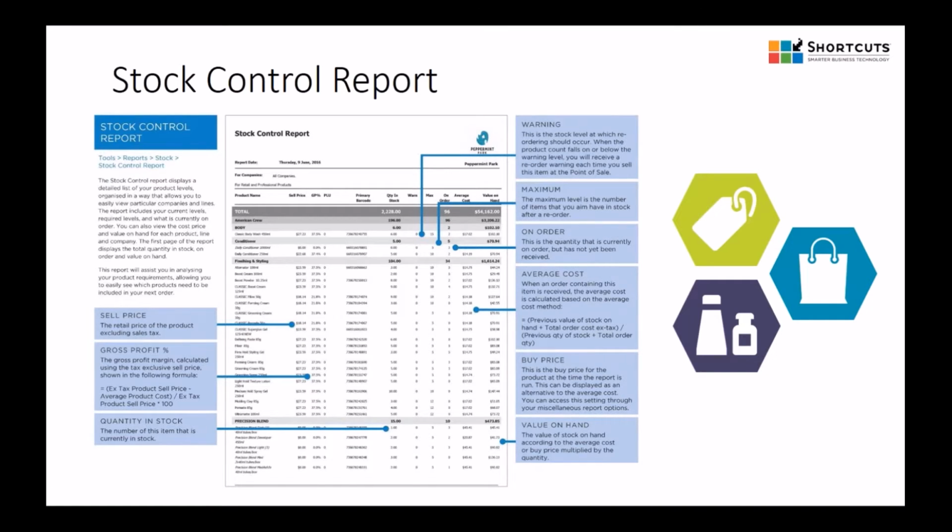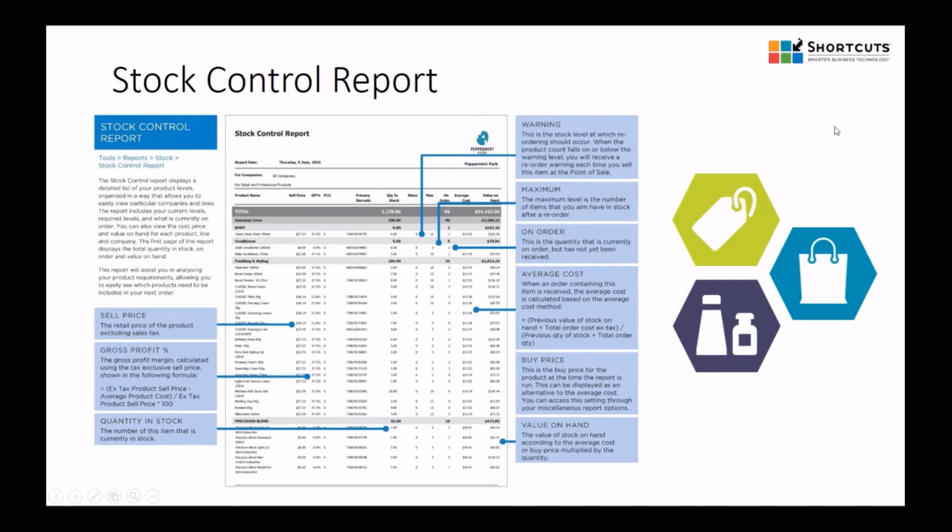Now, that little one there is something I'm asked about quite often: average cost. This is when an order containing this item is received, the average cost is calculated based on the average cost method. So previous value of stock on hand plus the total order cost excluding tax, divided by previous quantity of stock plus the total order quantity. That just gives you that value. So it'll let you know whether or not overall this price is varying as you change orders through that supplier, and tell you if it's staying on point.